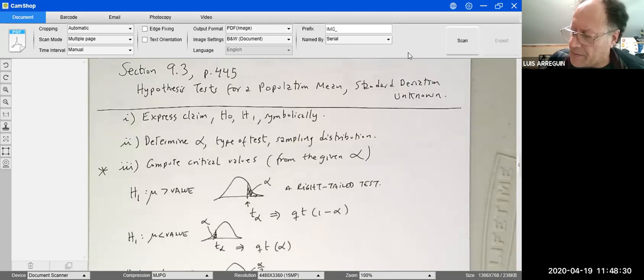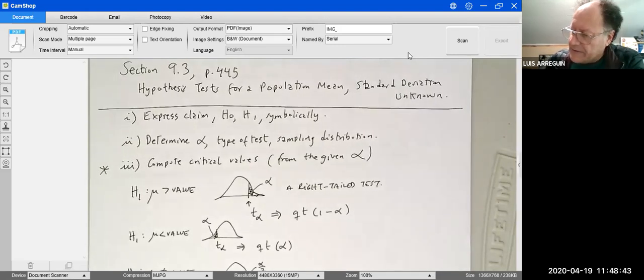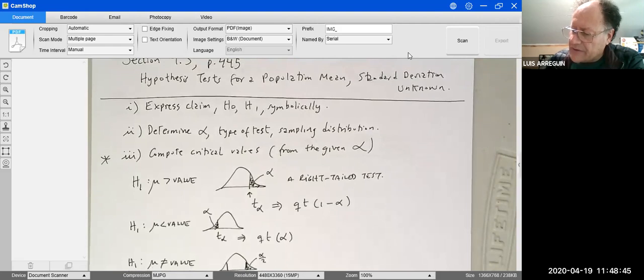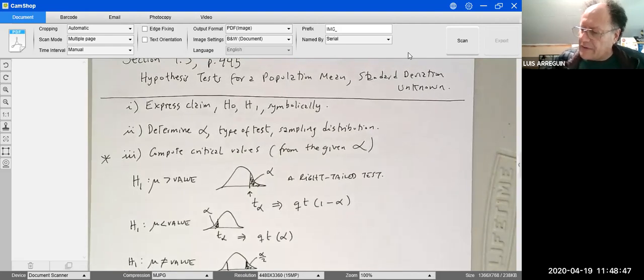We're going to start section 9.3 now, which is on page 445, and it's about a hypothesis test for a population mean when the standard deviation is unknown. So I'm going to write first the steps for the problems that we're going to solve from this section in the same way that I did it for the previous section.